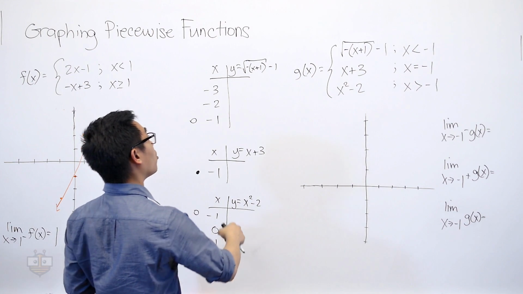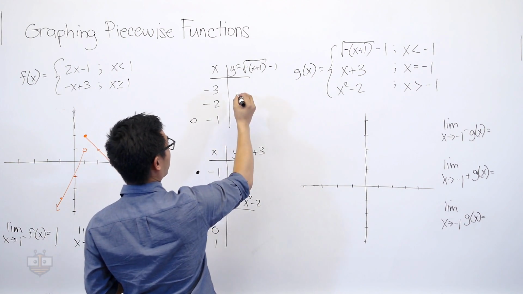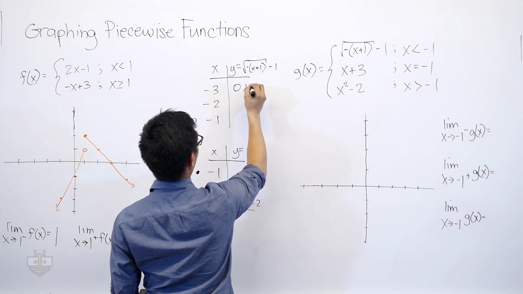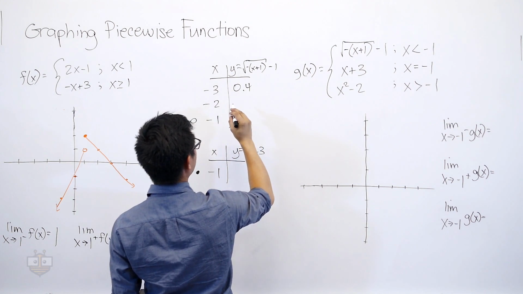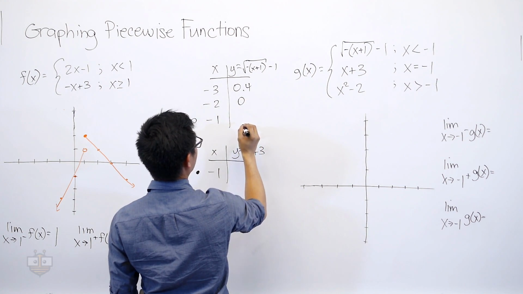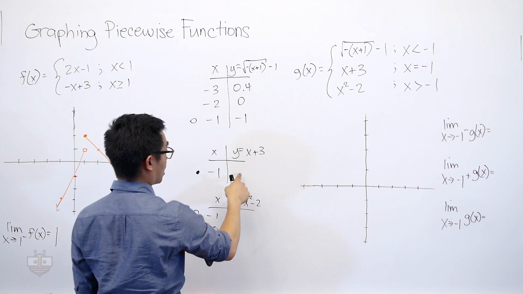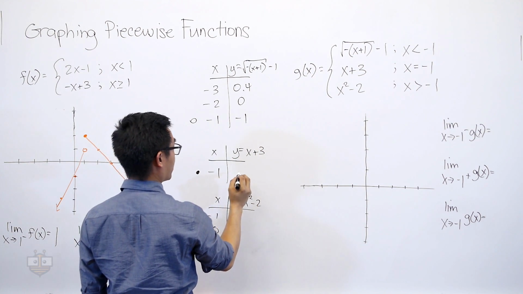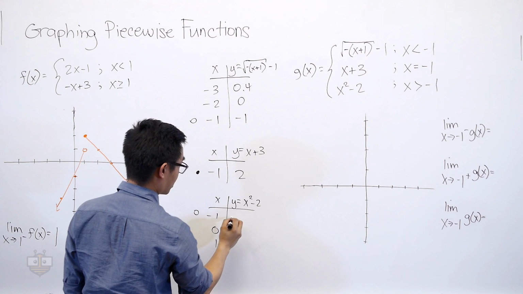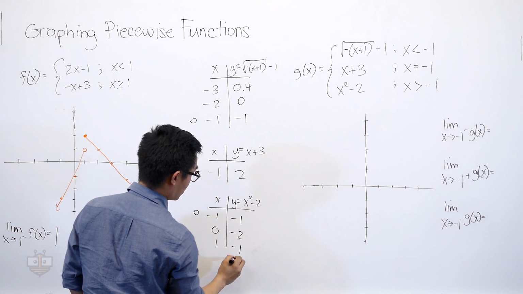As you sub these all in, you can do that on your calculator. You get the value 0.4. -2 in here is going to create 0. This will create -1. For here, when you sub in, you'll get 2. And then here, you'll get -1, -2, and -1.